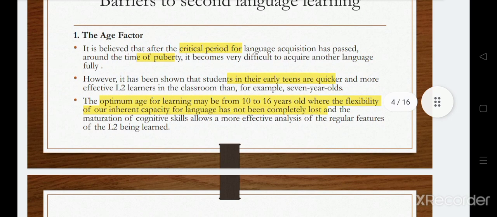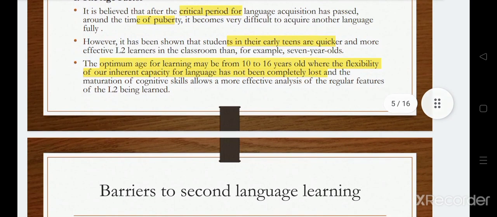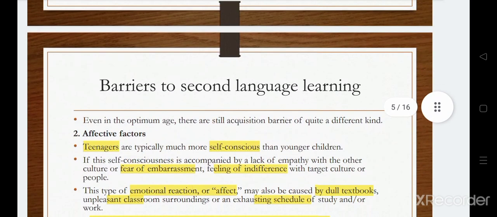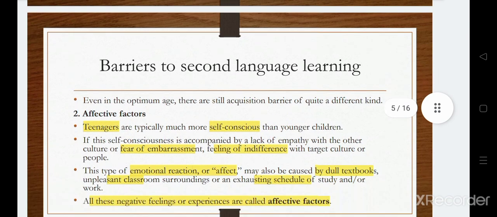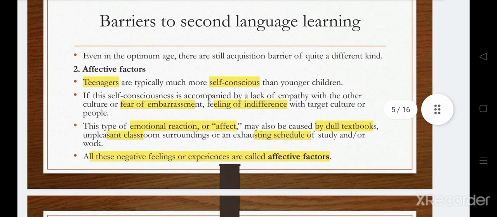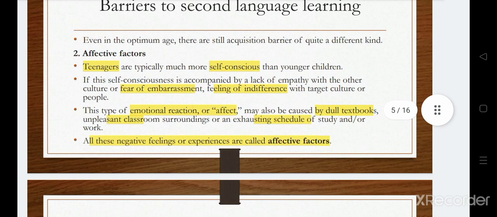It has been shown that students in their early teens are quicker and sharper in learning L2. L2 is the second language, remember. The optimum age for learning may be from 10 to 16 years old. The flexibility of our inherent capacity for language has not been completely lost. As you observe, children acquire or learn any language quickly and fast as compared to adults. And now we'll see barriers to second language learning, that are affective factors.